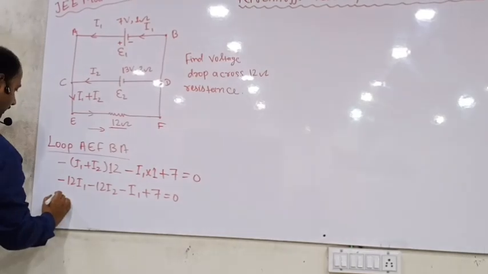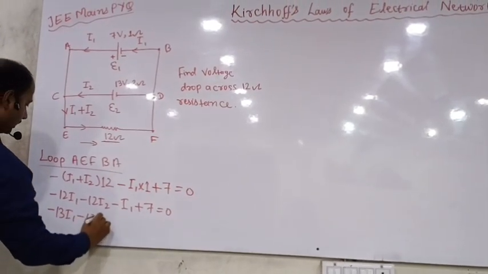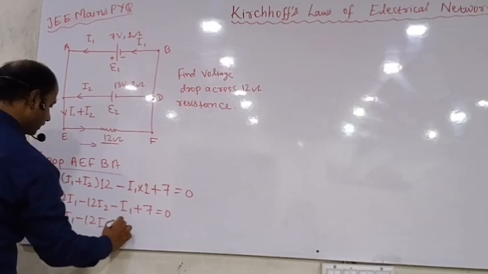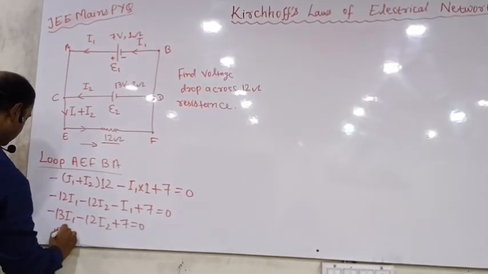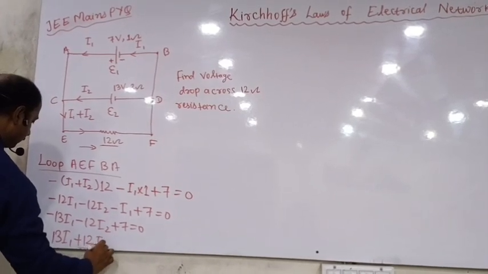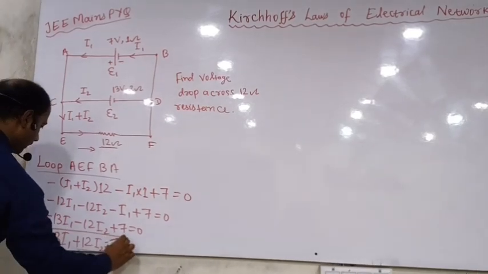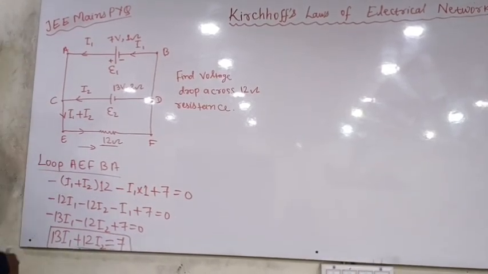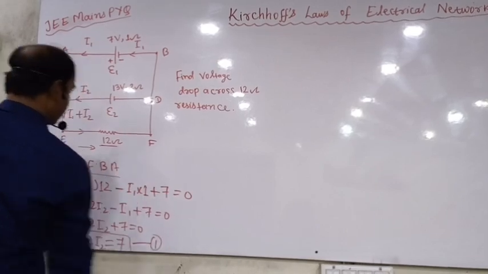Therefore minus 13 I1 minus 12 I2 plus 7 equals 0. Therefore 13 I1 plus 12 I2 equals 7. This is our first equation.